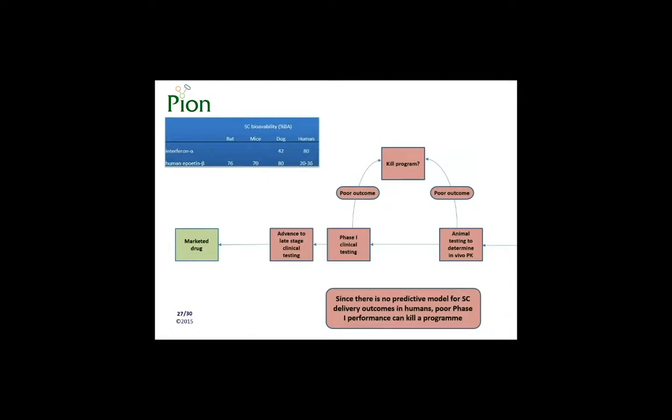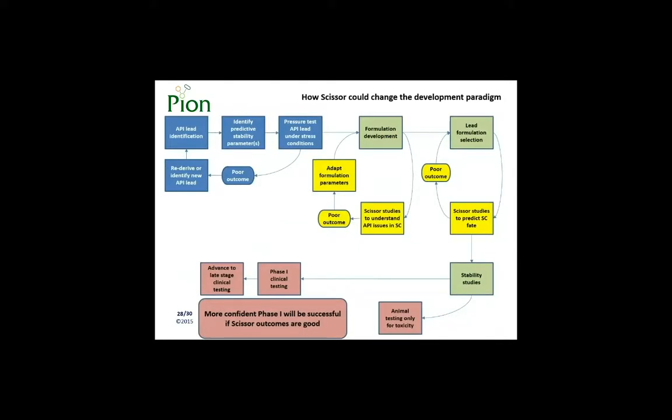What's missing is a predictive tool that can help screen candidates to give an indication of human in vivo performance before clinical trials. To sum up, we envisage that if SCISSOR was employed during formulation development and lead formulation selection, it could provide important information on the formulations being tested. This would allow developers to rationally select excipients that improve the molecule's performance, thereby lowering failure rates and expediting the progress towards a marketed drug.